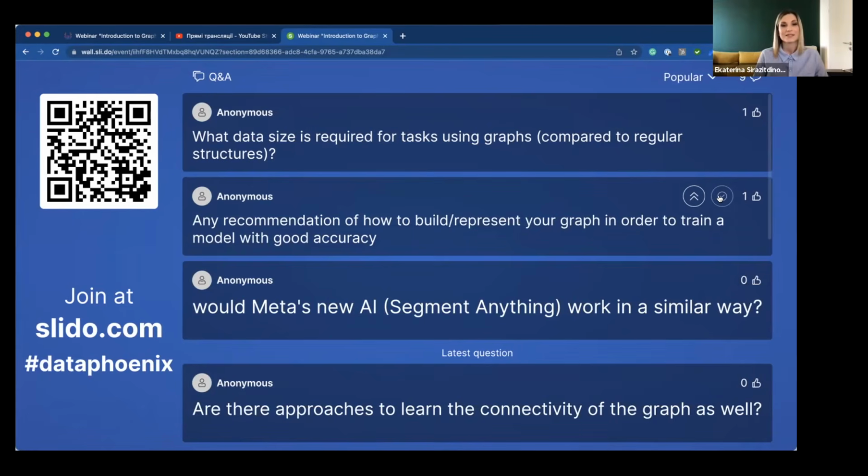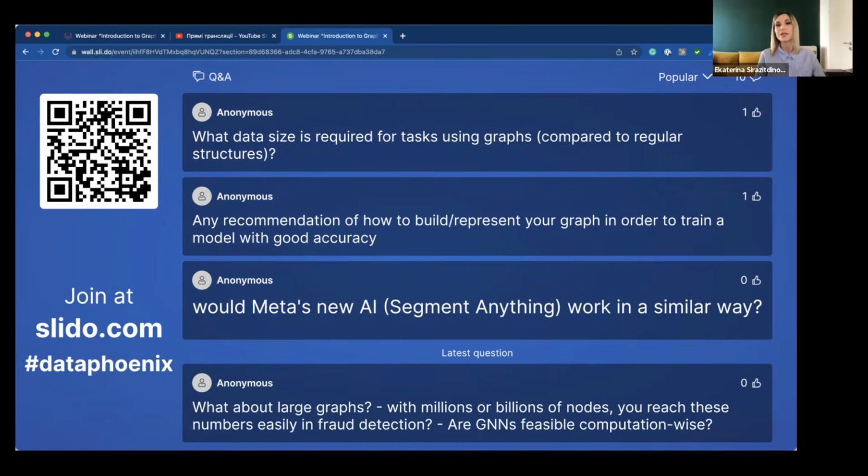additional question. What data size is required for tasks using graphs compared to regular structures? Well, if I remember it correctly, you're asking about a data set size, and data sets we need to learn in deep learning, and graph neural network learning is a deep learning. We usually need big data sets, so you still need a lot of data. If you don't have a lot of data, then you're probably better off with a traditional machine learning.